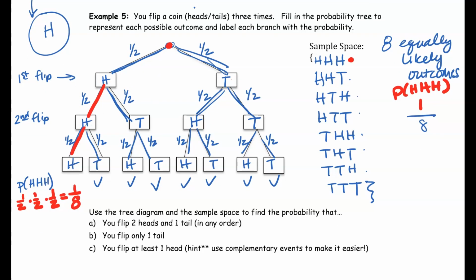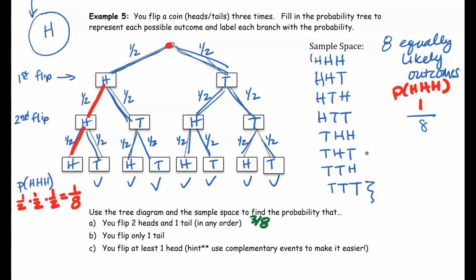So A, you flip 2 heads and 1 tail in any order. So what's the probability of that happening? So 2 heads and 1 tail. I'm going to go ahead and count, and I'm going to use green here. So 2 heads and 1 tail. So this outcome, and it looks like this outcome. So it looks like there's 3 different outcomes there. So the probability is 3/8. Okay. I'm going to go ahead and erase that and do the next one.